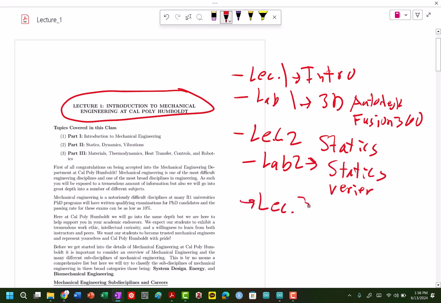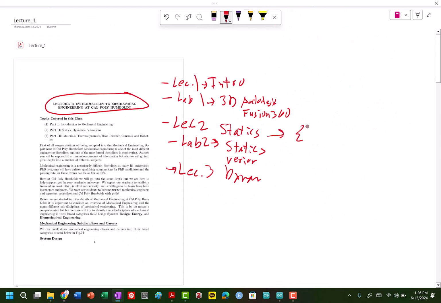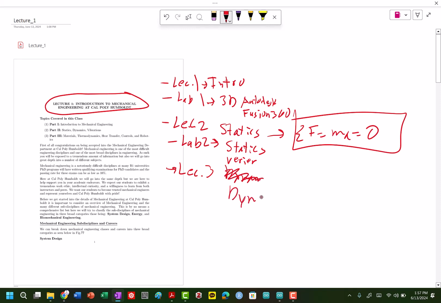Lecture 3 is going to be about dynamics. While statics is all about systems that follow this law, sum of the forces equals ma equals 0, this is static equilibrium. Dynamics, I'll try to write that, and vibrations, on the other hand, are governed by sum of the forces equals ma, which is not equal to 0.